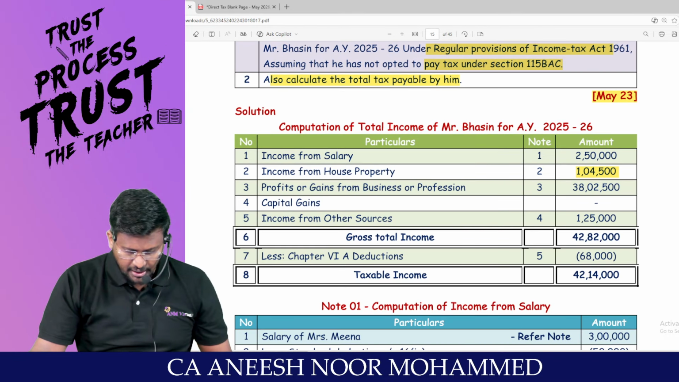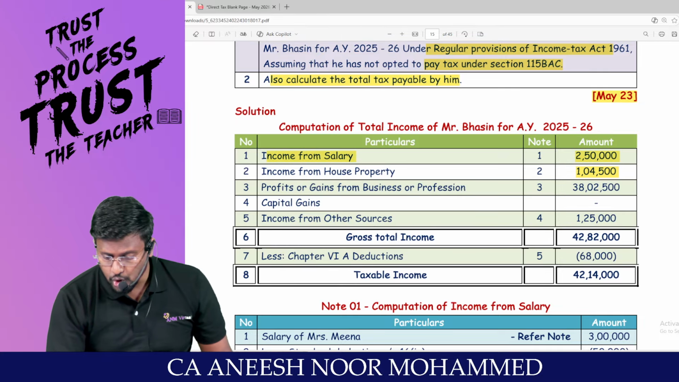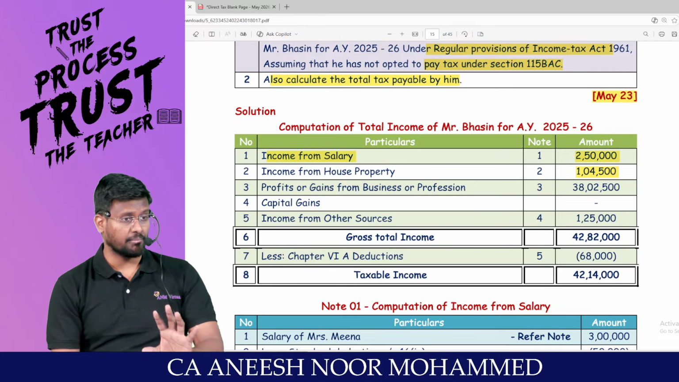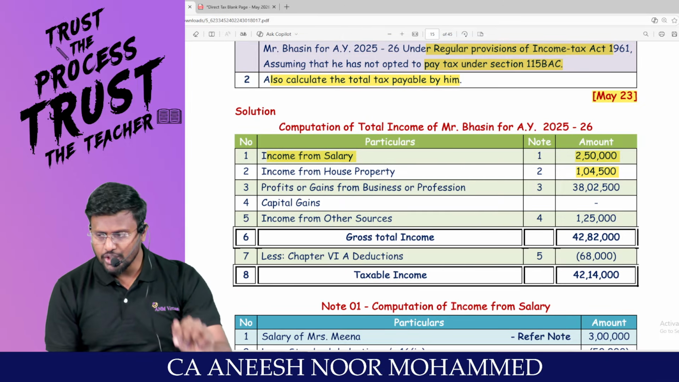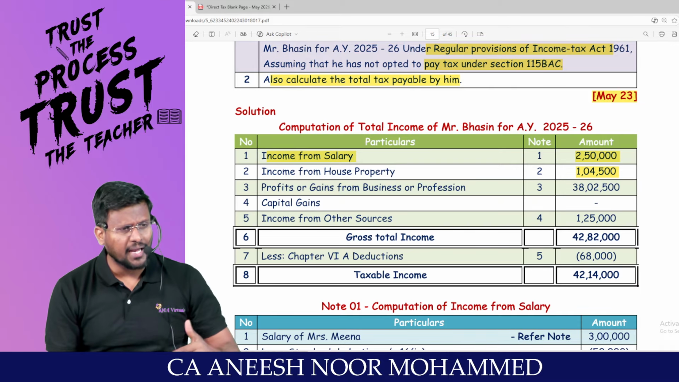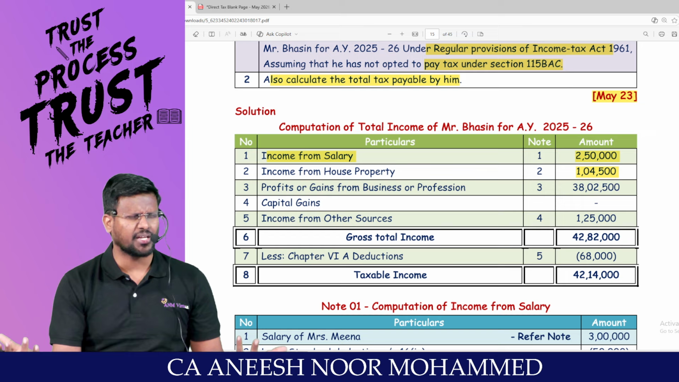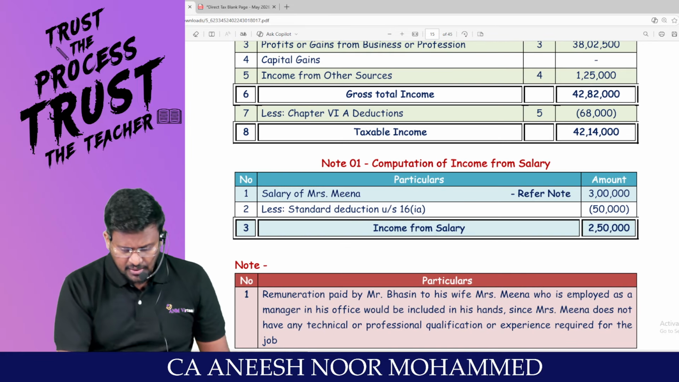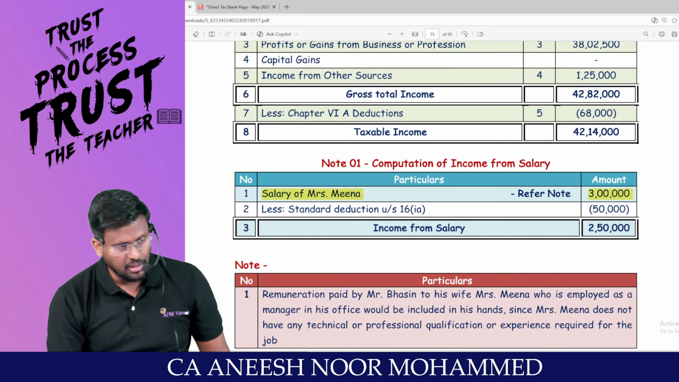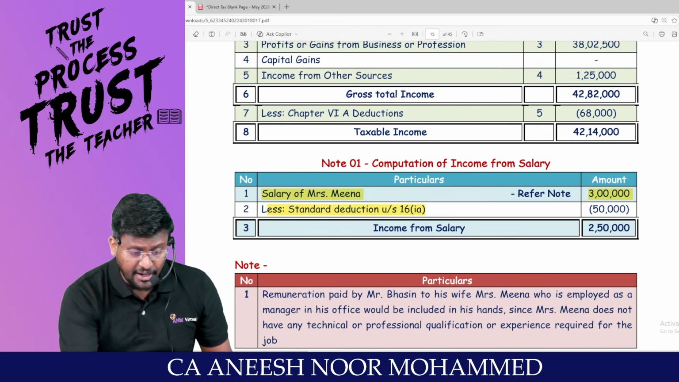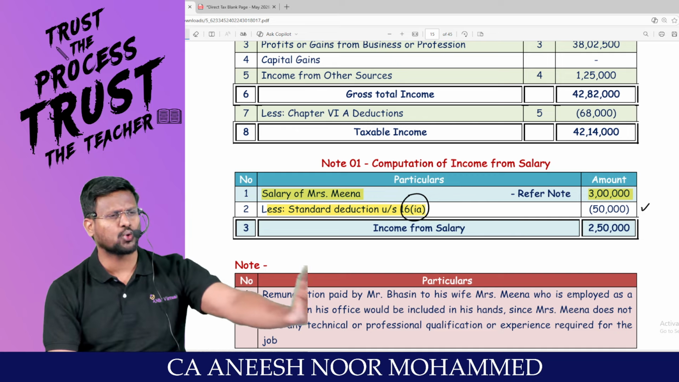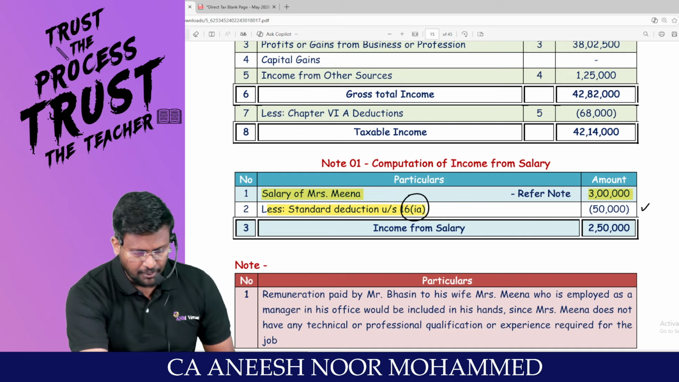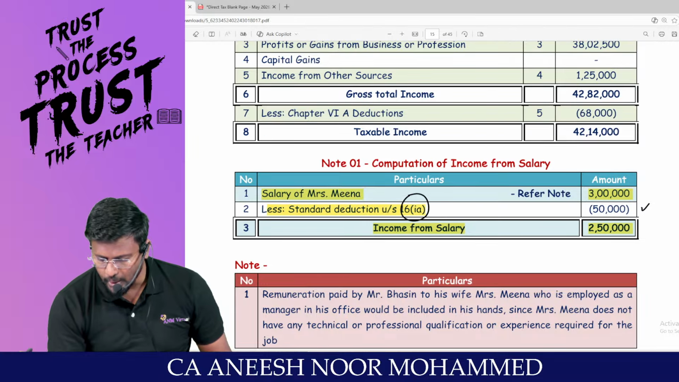Can we do the first head, income from salary? Actually, Bashin does not have salary income. But his wife has salary income in a concern in which he has substantial interest, where she does not possess any professional or technical qualification. That means salary of Mrs. Meena, 3 lakh, less standard deduction under 16(1)(a). Why 50,000? Because he is travelling through the optional tax regime. So the income from salary will be 2,50,000.